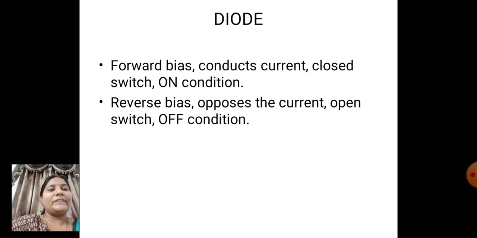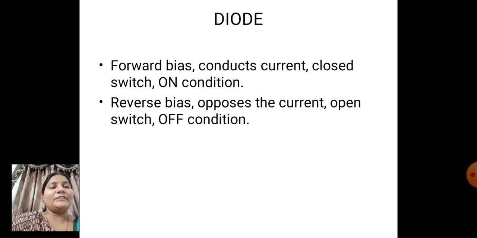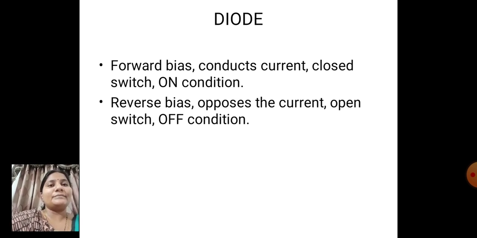So we'll revise again. Diode has two basic modes, which are forward bias condition and reverse bias condition. In the forward bias mode it conducts current and works as a closed switch, and it is in on condition. Coming to the reverse bias, it opposes the current, it is an open switch and in off condition. Still, a very little current in microamperes flows in this mode. We'll see what happened.